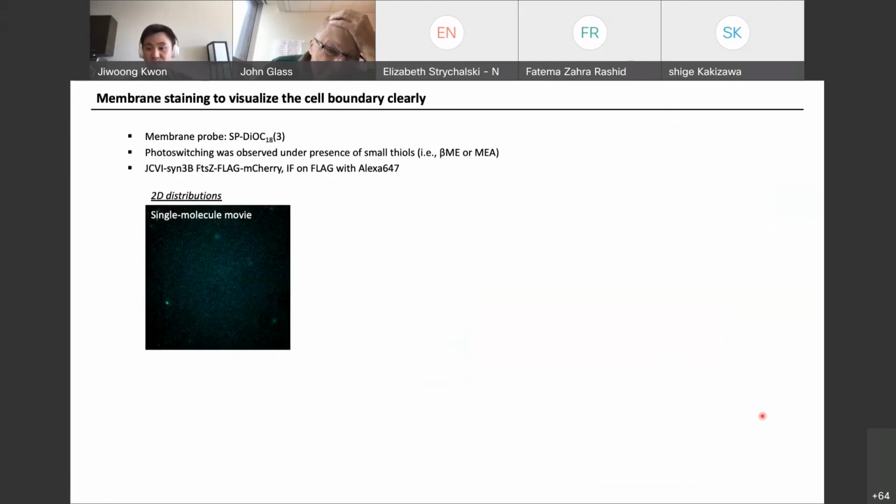Among the various membrane staining dyes, we tested SPDIOC, which has been confirmed to stain the membrane of minimal cells and has a spectral property comparable to our optical setup. After checking that this dye can efficiently stain the membrane in our hands, we explored the imaging conditions to induce the on and off transitions of the dye. In the presence of small thiols such as MEA or beta-ME, SPDIOC showed efficient photoswitching behavior like this.